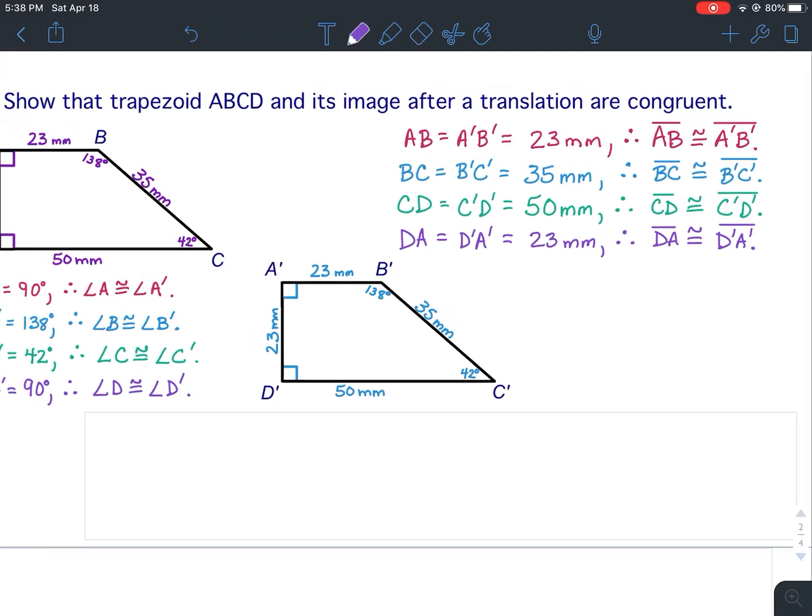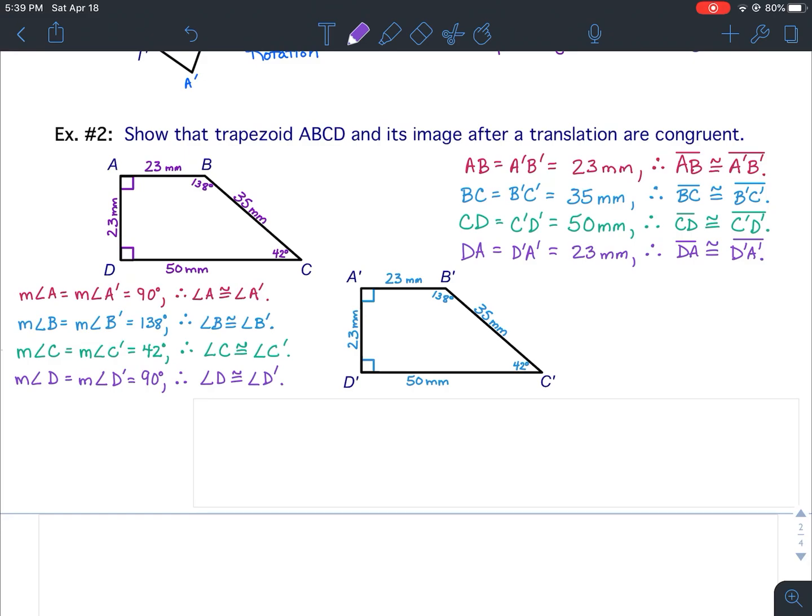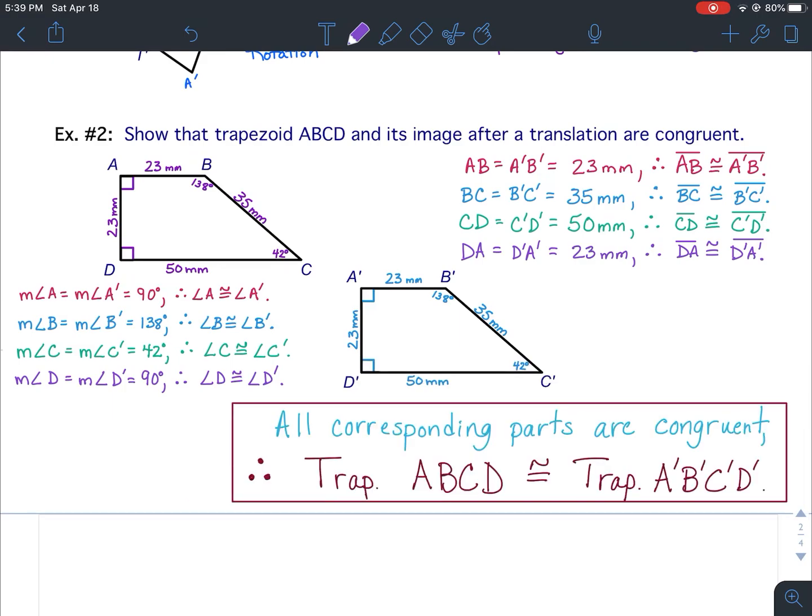Now, what we have done, we have proved that all the corresponding angles are congruent. We've proved that all the corresponding sides are congruent. Therefore, we have proved that all corresponding parts are congruent. And if all corresponding parts are congruent, then trapezoid ABCD is congruent to trapezoid A prime, B prime, C prime, D prime. So again, all corresponding parts are congruent. Therefore, trapezoid ABCD is congruent to trapezoid A prime, B prime, C prime, D prime.